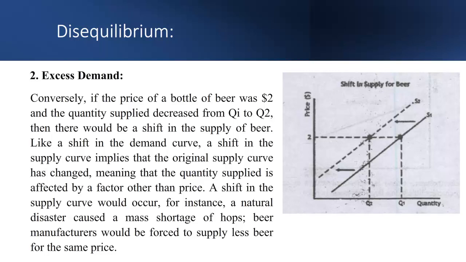Conversely, if the price of a bottle of beer was $2 and the quantity supplied decreased from Q to Q2, then there would be a shift in the supply of beer. Like a shift in the demand curve, a shift in the supply curve implies that the original supply curve has changed, meaning that the quantity supplied is affected by a factor other than price. A shift in the supply curve would occur, for instance, if a natural disaster caused a mass shortage of hops. Beer manufacturers would be forced to supply less beer for the same price.